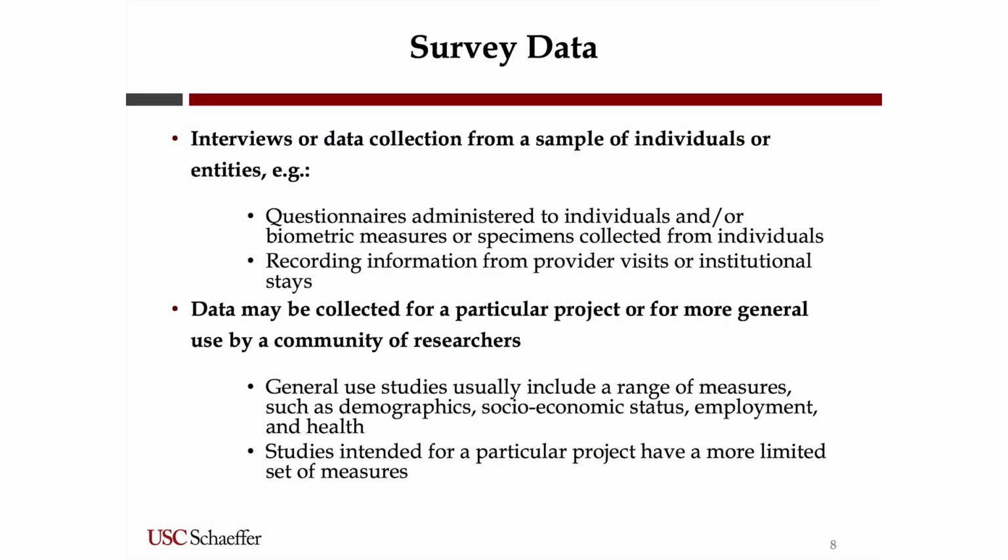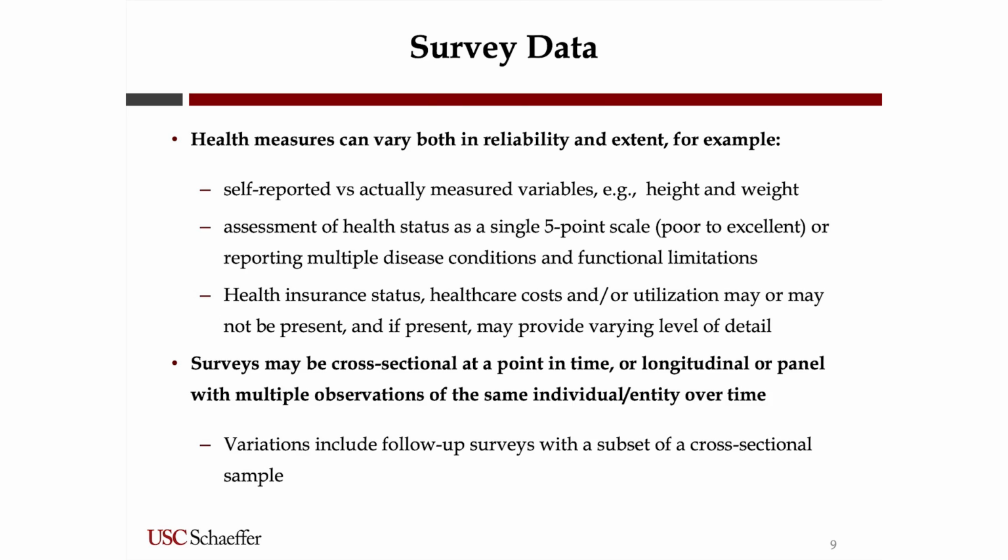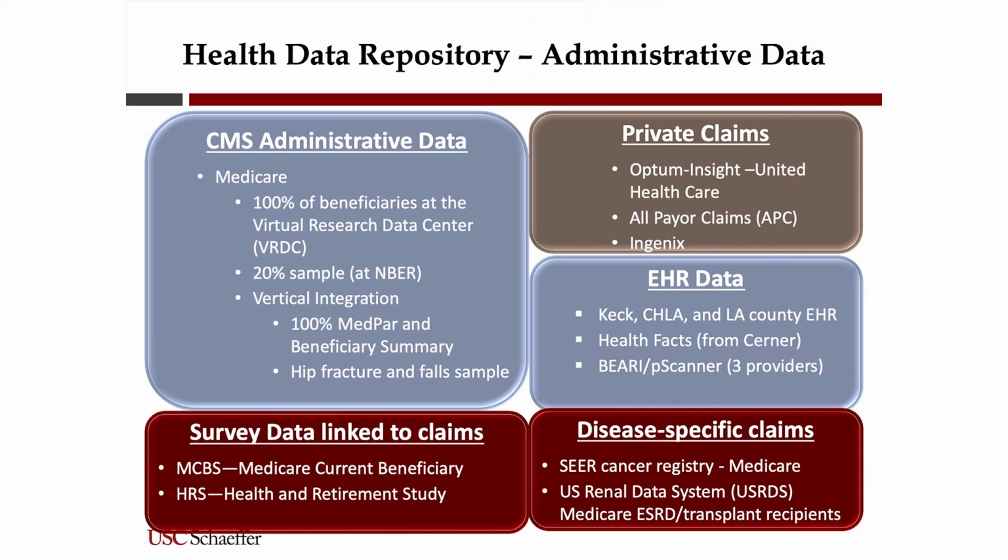These are interviews or data collection from a sample of individuals or entities. The health measures can, of course, vary in both reliability and extent that they're available. And then we have survey data that's linked to claims. So the MCBS, which is the Medicare Current Beneficiary Survey, follows people for 3 years and provides all of their claims. HRS also has linked claims if people gave permission, and I think about 80% of the people gave permission.